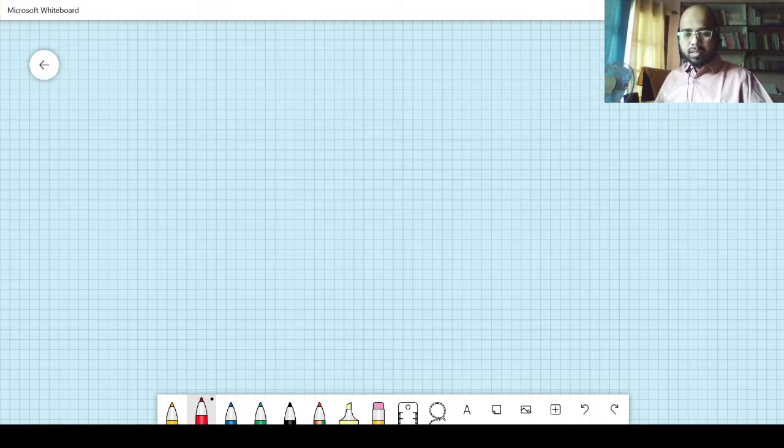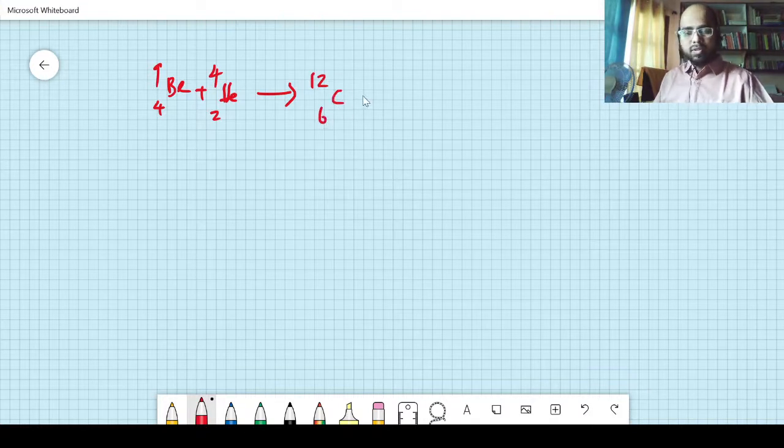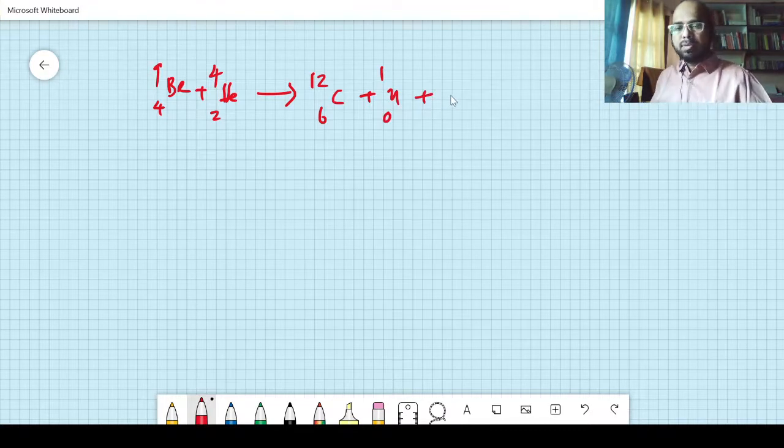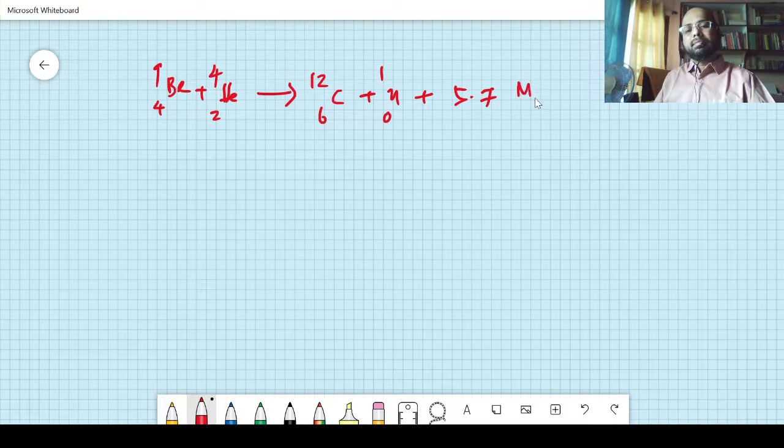That is the bombardment of beryllium. That is, you have to write beryllium 9, 4 with an alpha particle He 4, 2. So it gives rise to C 12, 6 plus n 1, 0 plus some amount of energy that is precisely about 5.7 million electron volts.